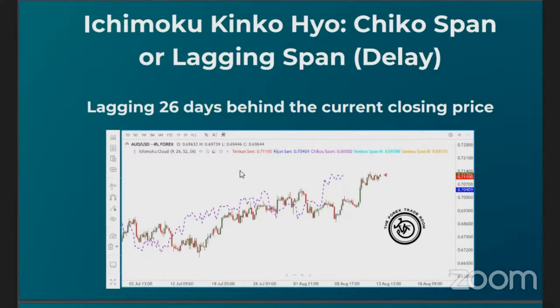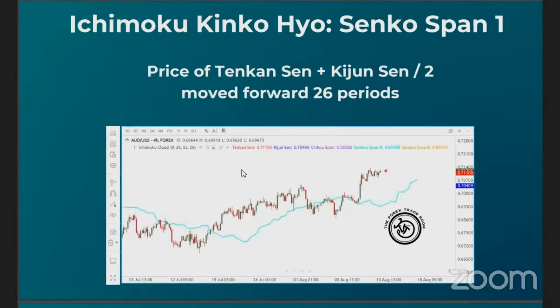Now let's talk about our next line. We've gone through 3 so far. We said there's a total of 5 that make this up, just a series of lines that all come together to form the Ichimoku Cloud.